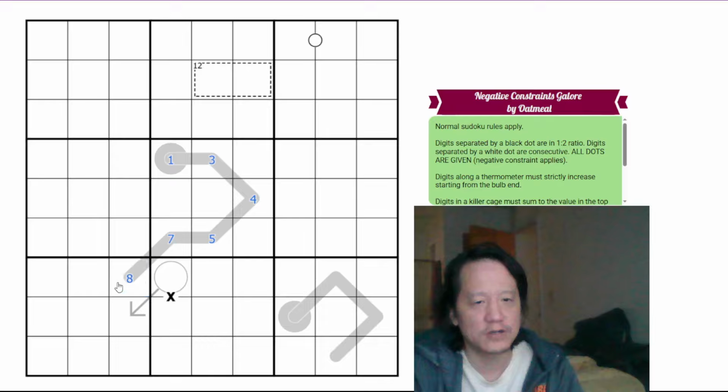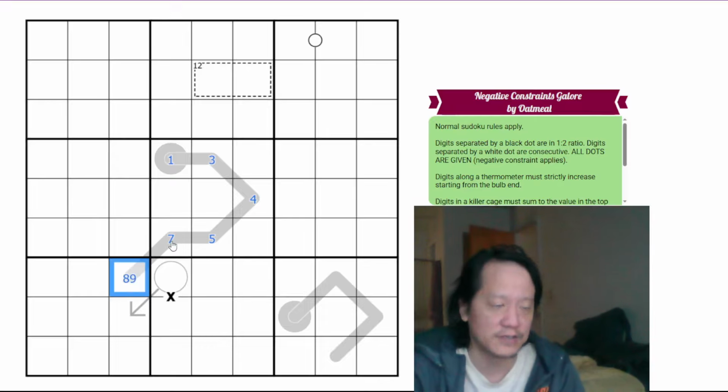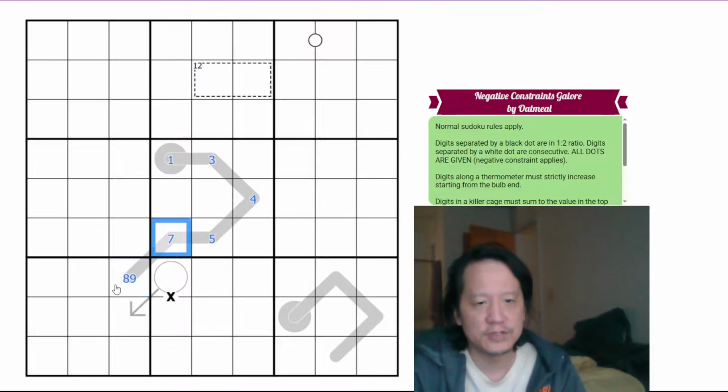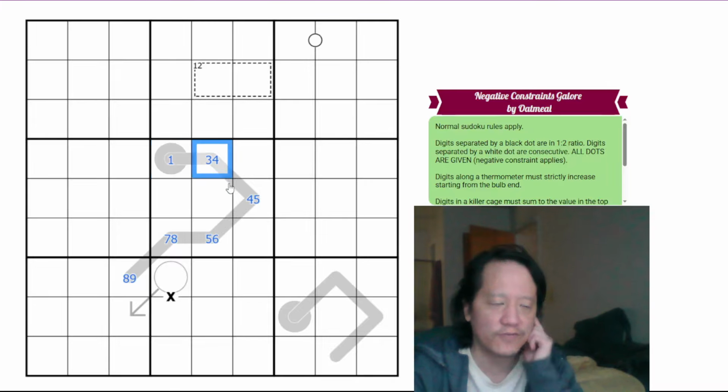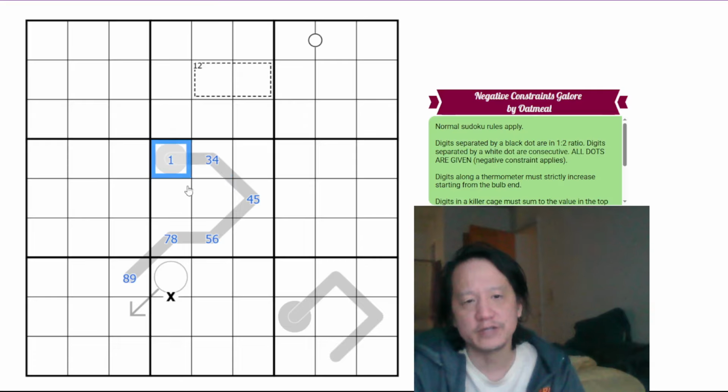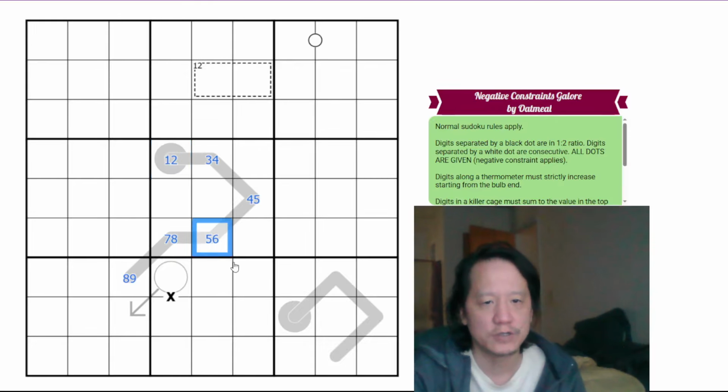Greatest digits here could be 9, because that's the largest digit in normal Sudoku. This digit must be less than 9, so it's 8. This digit cannot be 7, because 7 and 8 are consecutive, so it could be 5 or 6. This digit could be 5, this digit could be 4. This digit cannot be 3, because 3 would force this to be 4, and therefore they would be consecutive. So this is 1 or 2 here.